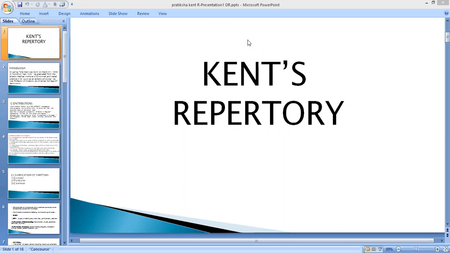As we discussed just now, Dr. Kent's work is very practical and very easy to refer to, so it was appreciated worldwide and used by most homeopathic physicians. After the first edition received worldwide appreciation, Dr. Kent, at the time of his death, left three handwritten copies of Kent Repertory, with corrections for the third edition of the repertory.